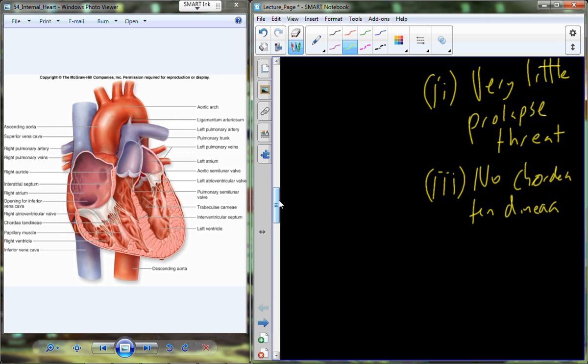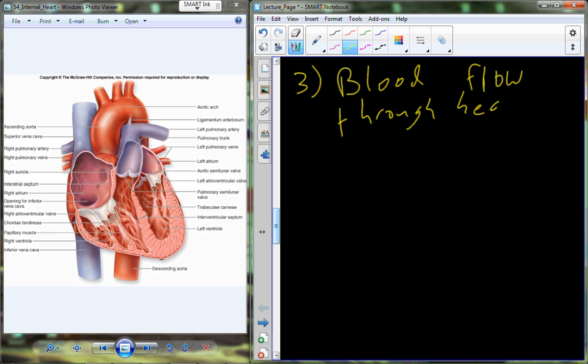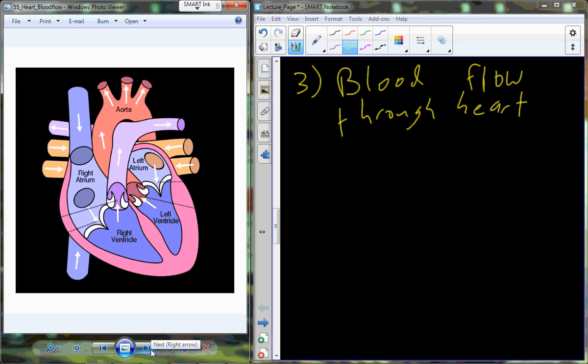I've got 3 minutes left. In the next 3 minutes, we're going to take a look at blood flow through the heart. Did everybody get that, or was that too quick? Okay, so let's take a look at blood flow through the heart.